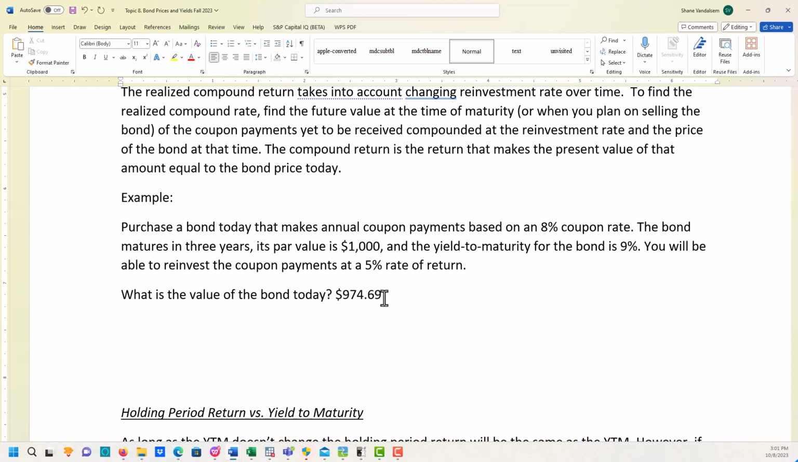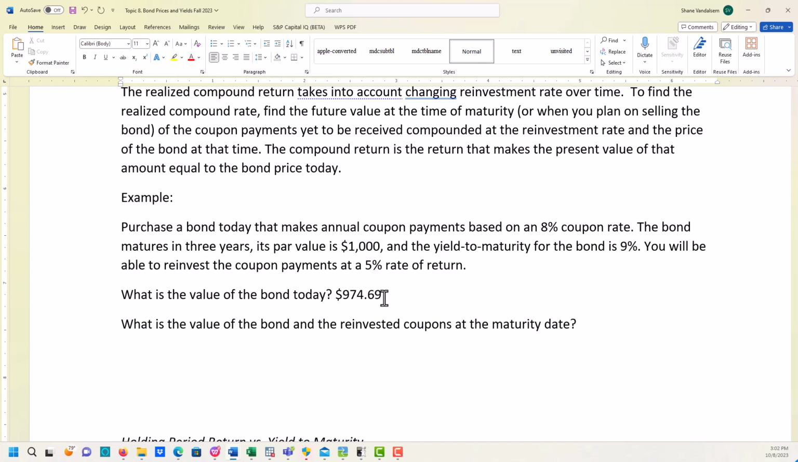So what is the value of the bond and the reinvested coupons in 3 years at the time of maturity? What we're going to do here is we can go ahead and know that we're going to receive $1,000 at maturity. So I don't want to include that in my calculation. So I will receive $1,000 for the bond at maturity, plus the value of the reinvested coupons.